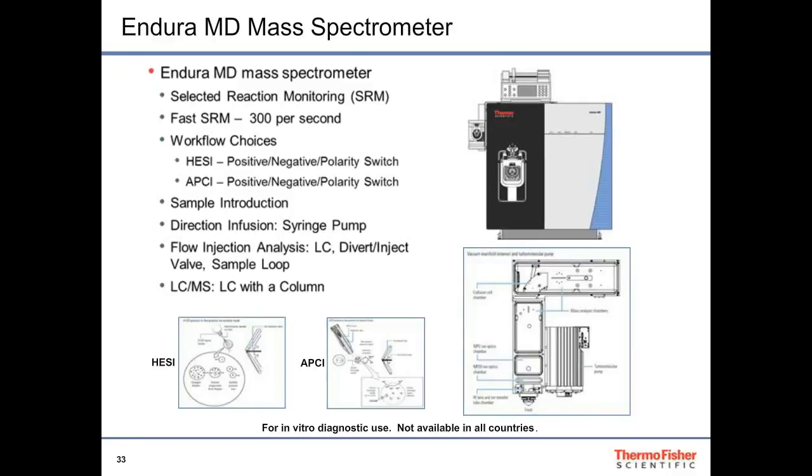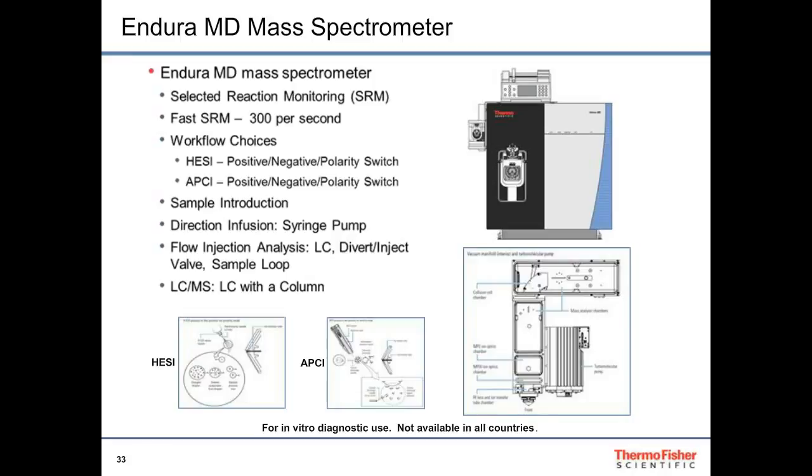The advanced design of the Endura MD mass spectrometer allows fast selected reaction monitoring, or SRM, transitions from precursor to product ions. I'll talk more about this a little bit later. It can record up to 300 SRM transitions per second in either positive or negative ion modes, using either heated electrospray ionization or atmospheric pressure chemical ionization sources.